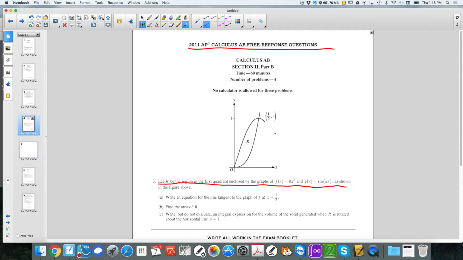Hey, Peter, if you were to guess which one is the upper curve and which one's the lower curve, what would you think? I would have to guess sine. He's right about that, because sine, we know, starts down low and goes up. So this graph is the sine of pi x. And that makes the other graph 8x to the third.